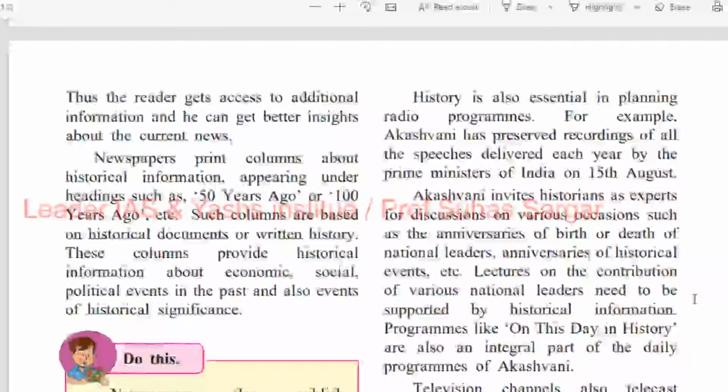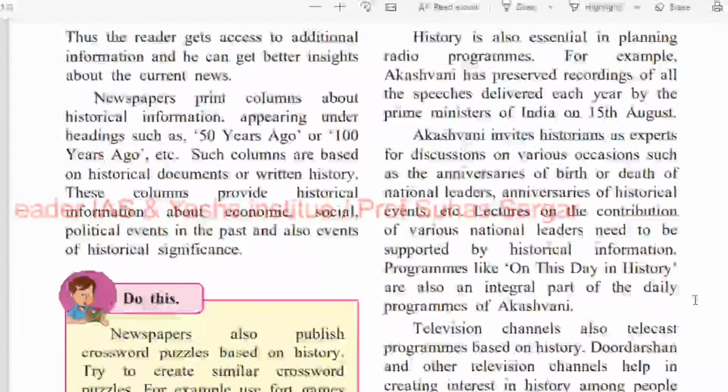History is also essential in planning radio programs. For example, Akashvani has preserved recordings of all the speeches delivered each year by the Prime Minister of India on 15th of August. Akashvani invites historians as experts for discussion on various occasions such as the anniversaries of birth or death of national leaders, anniversaries of historical events, etc.